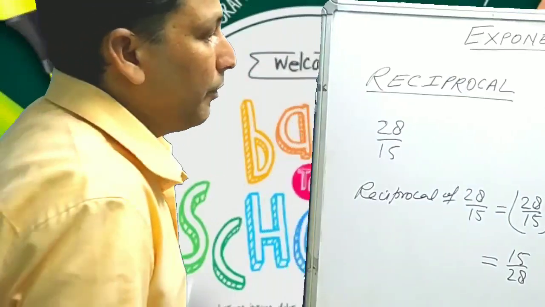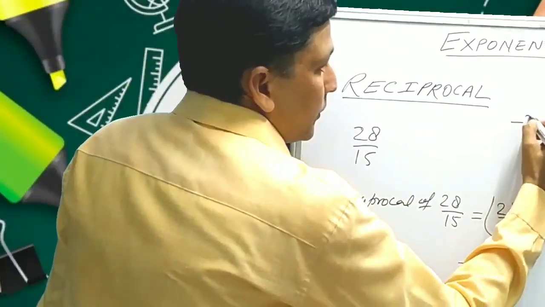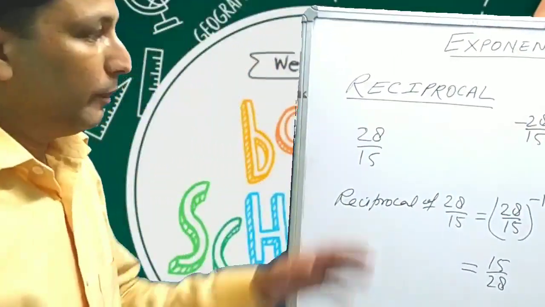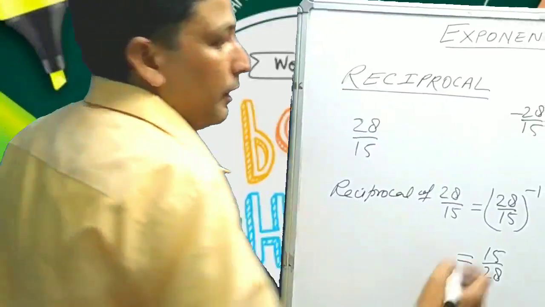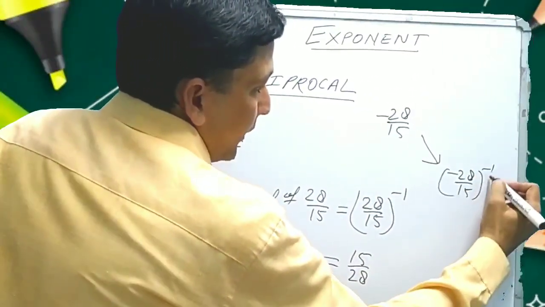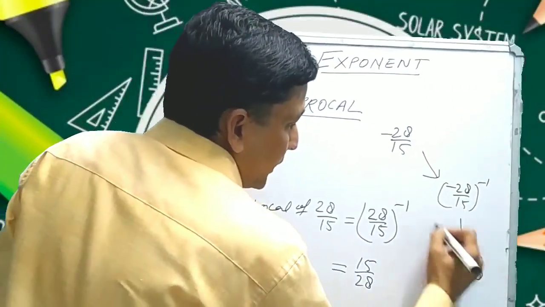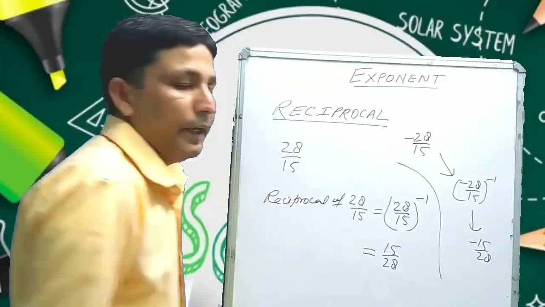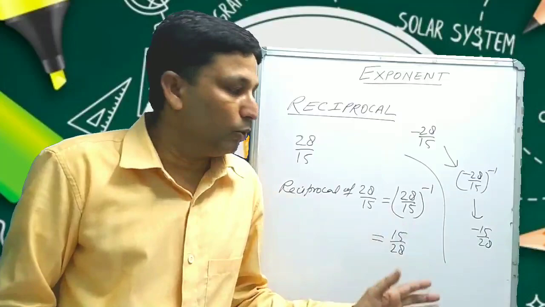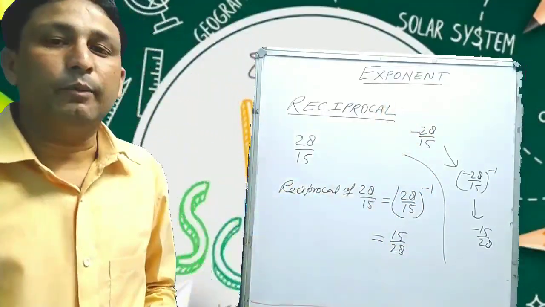Let's take another example. If I write minus 28 upon 15, what should be the reciprocal of minus 28 upon 15? Here the reciprocal of minus 28 upon 15 is minus 15 upon 28. According to the standard form, we will show the minus sign with the numerator. So the answer should be minus 15 upon 28. It is the reciprocal of minus 28 upon 15.